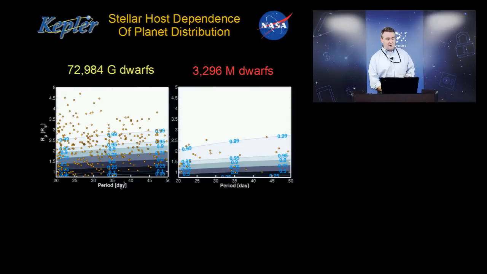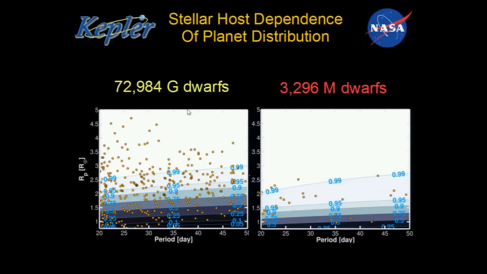Now what I'm showing here is narrowing down to G dwarfs. We have about 73,000 G dwarfs with Kepler. I'm looking at a period range of 20 to 50 days, a little bit shorter orbital period range than we were looking at before. On the left are our G dwarfs, and on the right we have around 3,300 M dwarfs. Then you can see the planet population. There are a lot fewer planets there in that diagram.